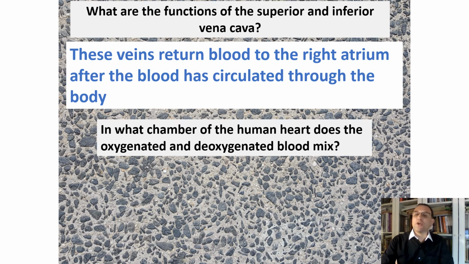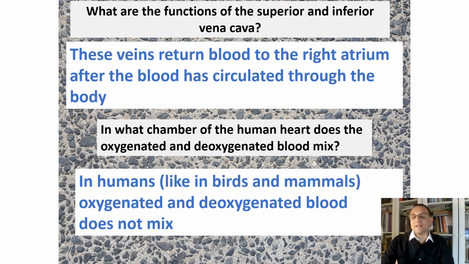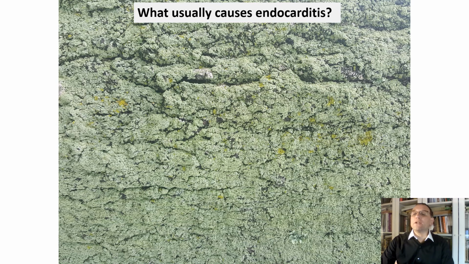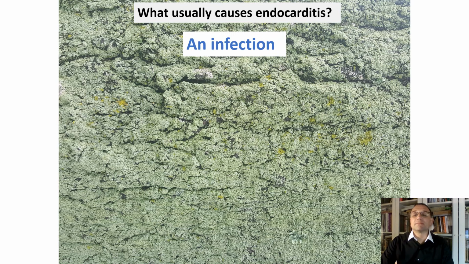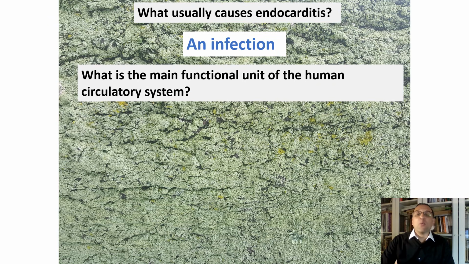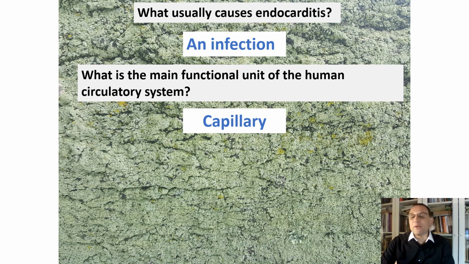In what chamber of the human heart does the oxygenated and deoxygenated blood mix? Yes, this was a tricky question. In humans, like in birds and mammals, oxygenated and deoxygenated blood does not mix. What usually causes endocarditis? The answer is simple: an infection. What are the main functional units of the human circulatory system? A capillary.